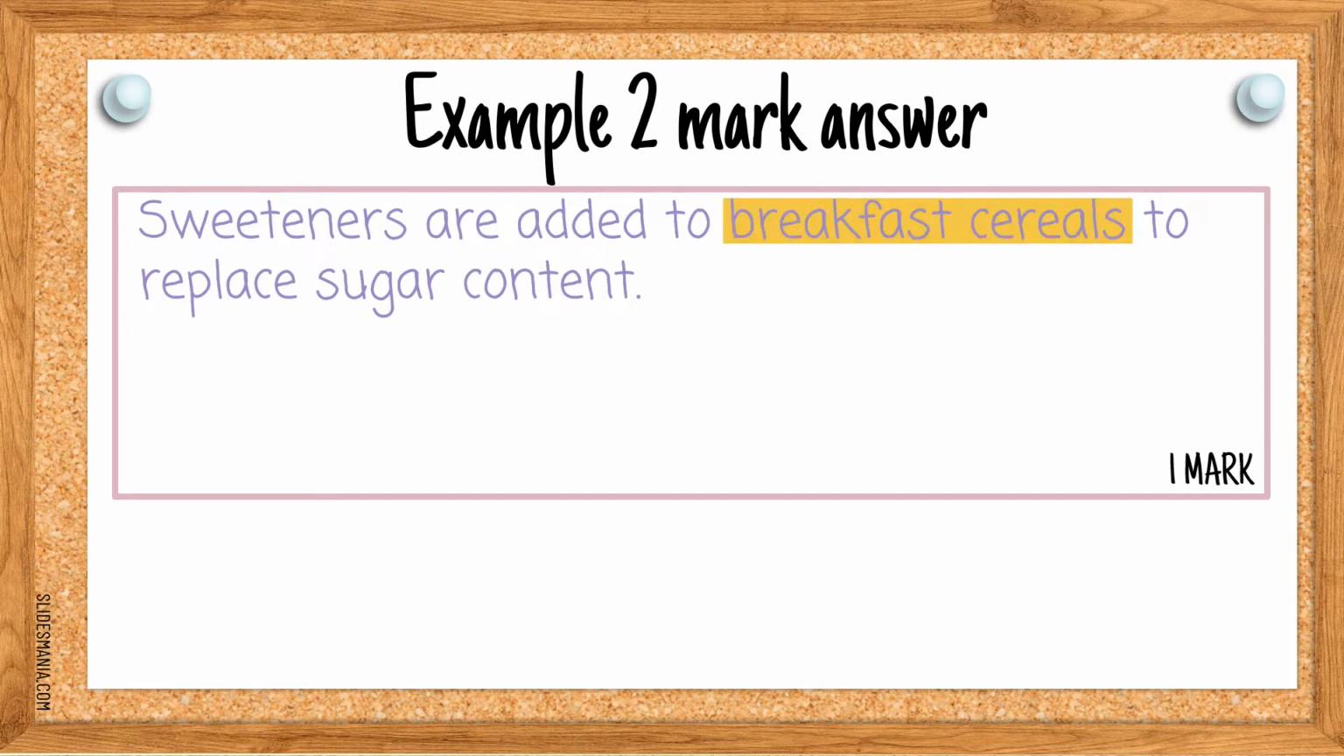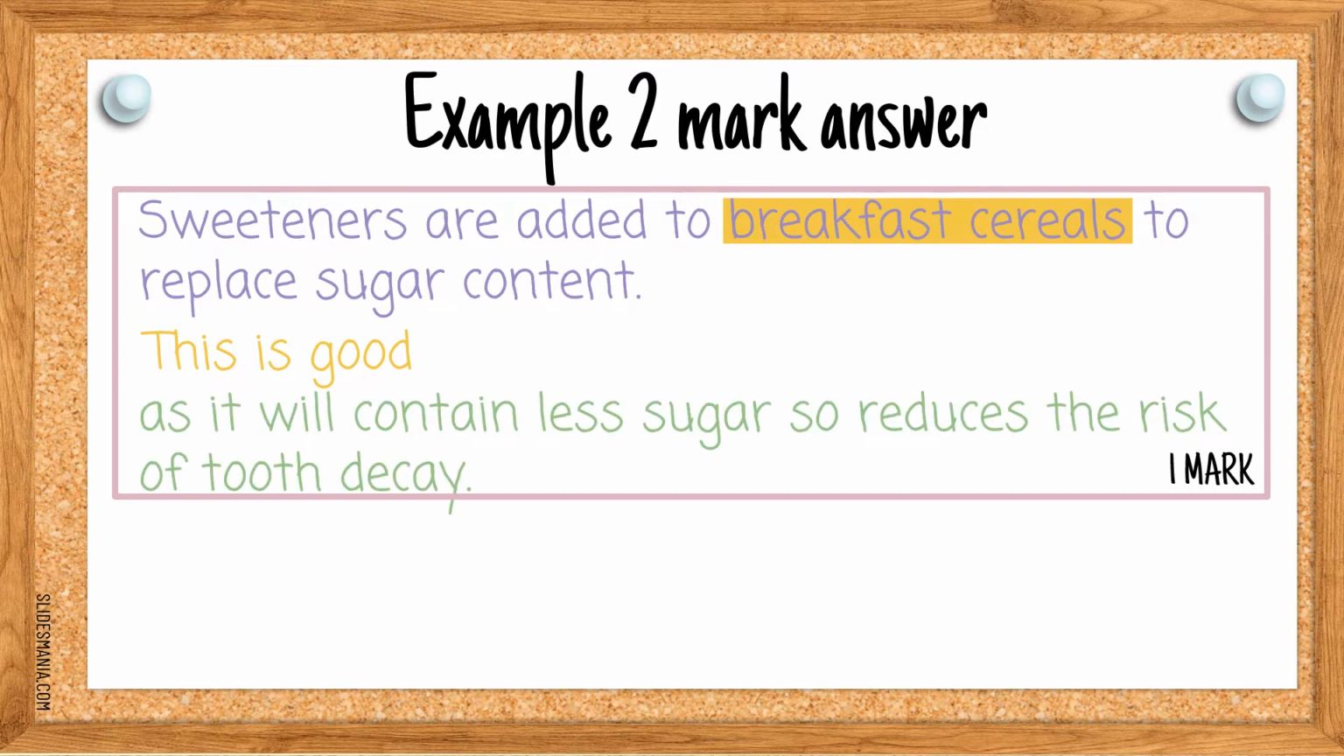Remember, we're being specific to the product or the scenario in the question, and in this question we are referring back to breakfast cereals, which we have done. Our opinion is then shown in orange, so we're saying this is a good thing, and then our consequence shown in green, as it will contain less sugar, so reduces the risk of tooth decay. So we've given a fact, an opinion and a consequence, and we've also linked back to the scenario or the product in the question, which is breakfast cereals. So we've now gained a first mark.